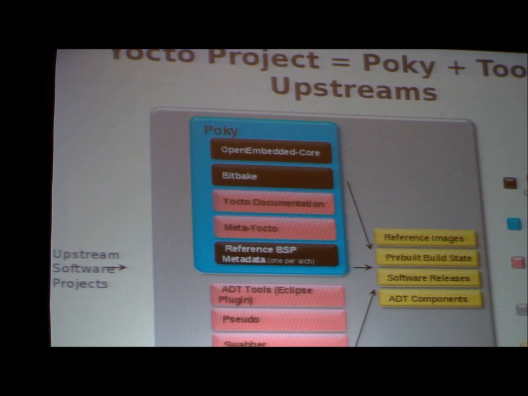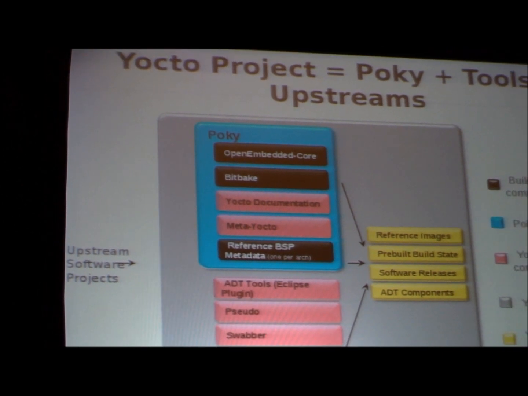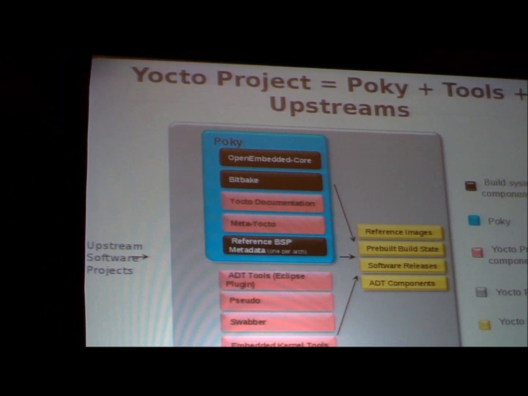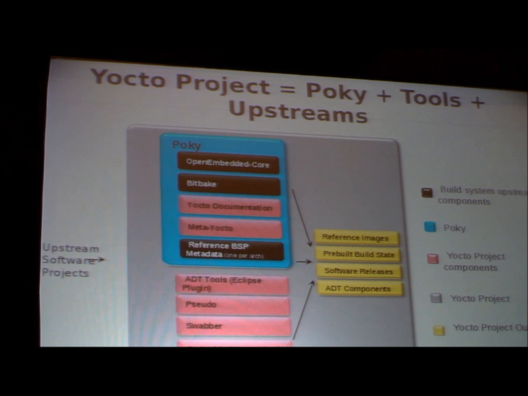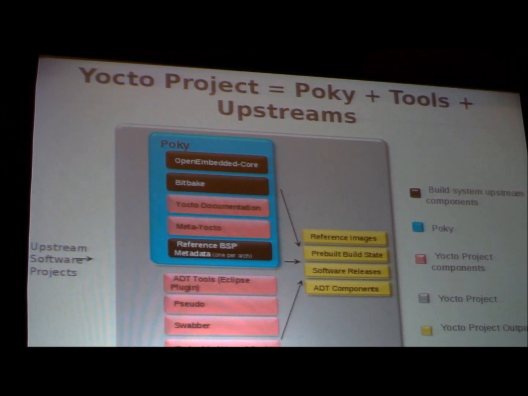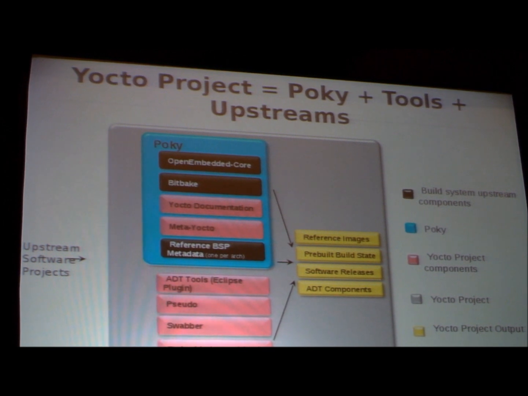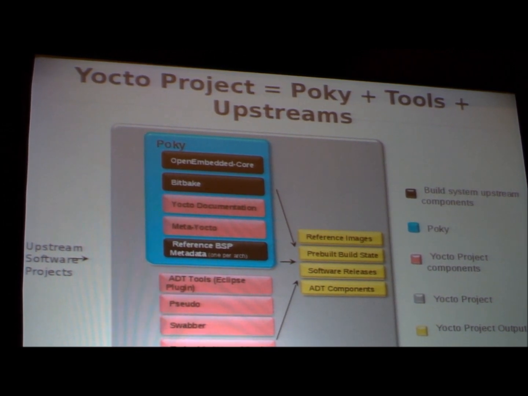We have the OpenEmbedded core as one of the key upstream components that we import into this. We have BitBake, which is another upstream component. The Yocto documentation and Meta-Yocto are things that the Yocto Project is bringing to the table. Poky is the glue that brings it all together to create one consistent configuration that we can then test against, because we have a known environment that we're testing with. And there's a group of what we call reference BSP metadata, one per architecture.